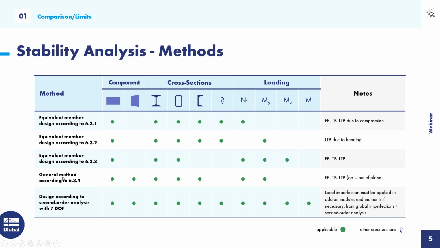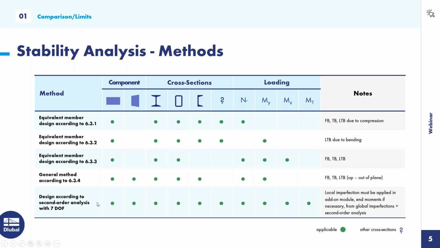Fourth line, general method according to 6.3.4. This method is also valid for non-uniform components. The cross section must be single symmetric. And the load can be compression and bending about the principal axis, y.